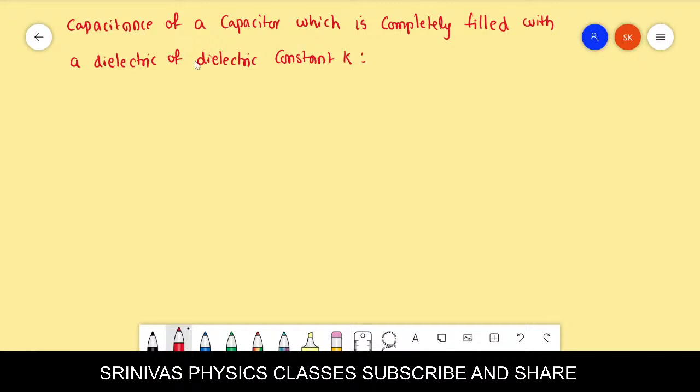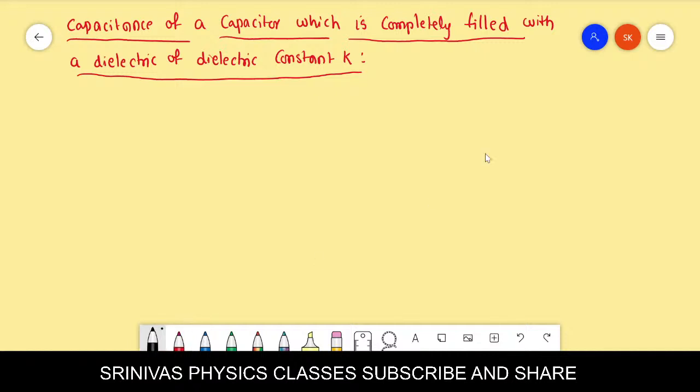Next, I am going to derive the formula for the capacitance of a capacitor with a dielectric. For example, this is the first plate and this is the second plate. This is the parallel plate capacitor. Capacitance of parallel plate capacitor.